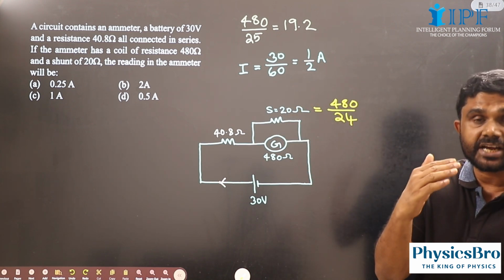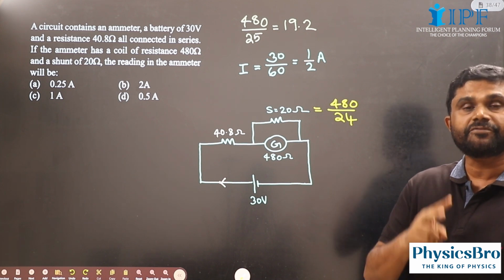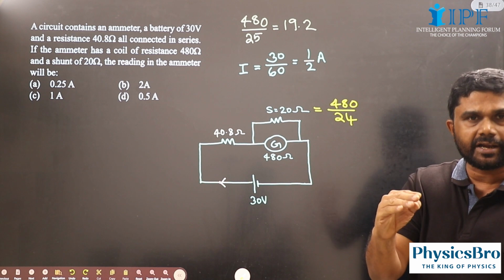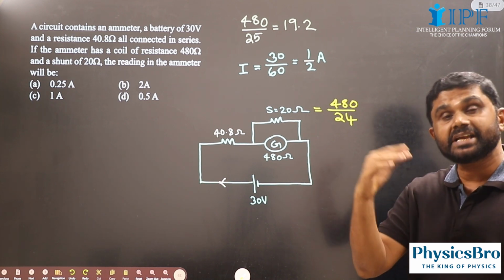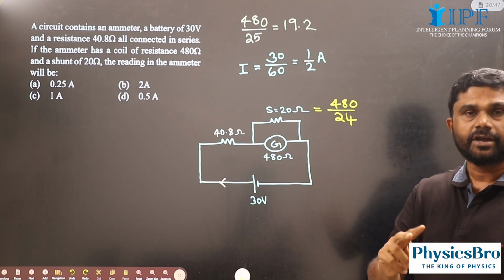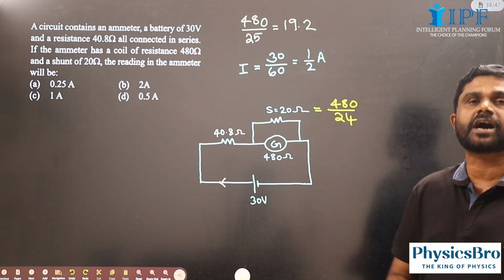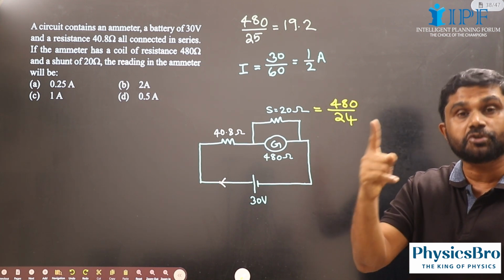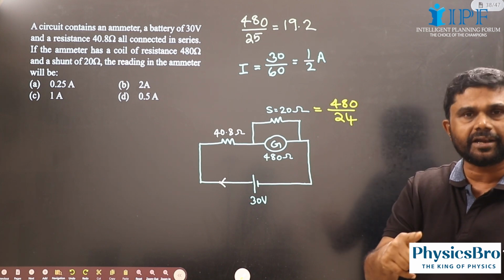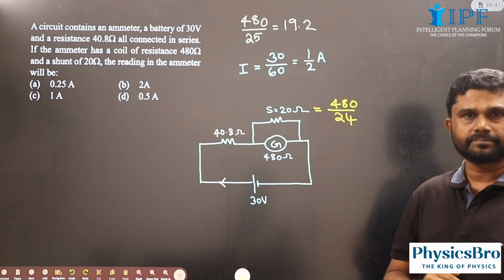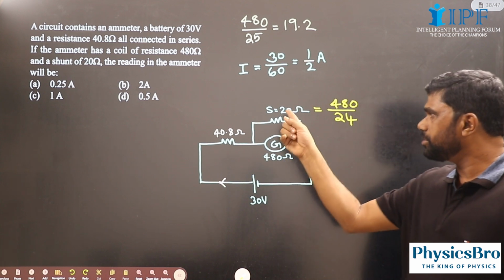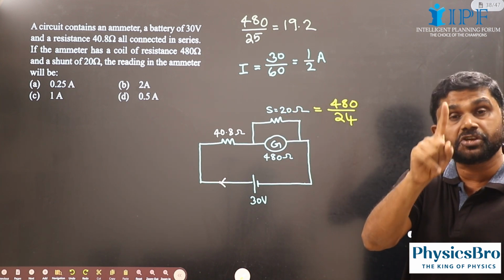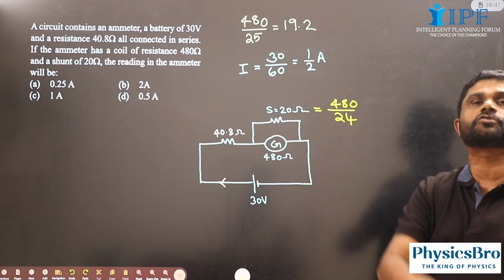What do you understand by 480 by 24? See, when you connect two identical resistors, each equal to R in parallel, effective will be R by 2. When 3 are connected in parallel, R by 3. When 5 are connected in parallel, it is R by 5. When 24 identical resistors, each equal to 480, are connected in parallel, it will be 480 by 24, that is equal to 20. So this 20 ohm can be considered as the parallel combination of 24 identical resistors, each equal to 480.